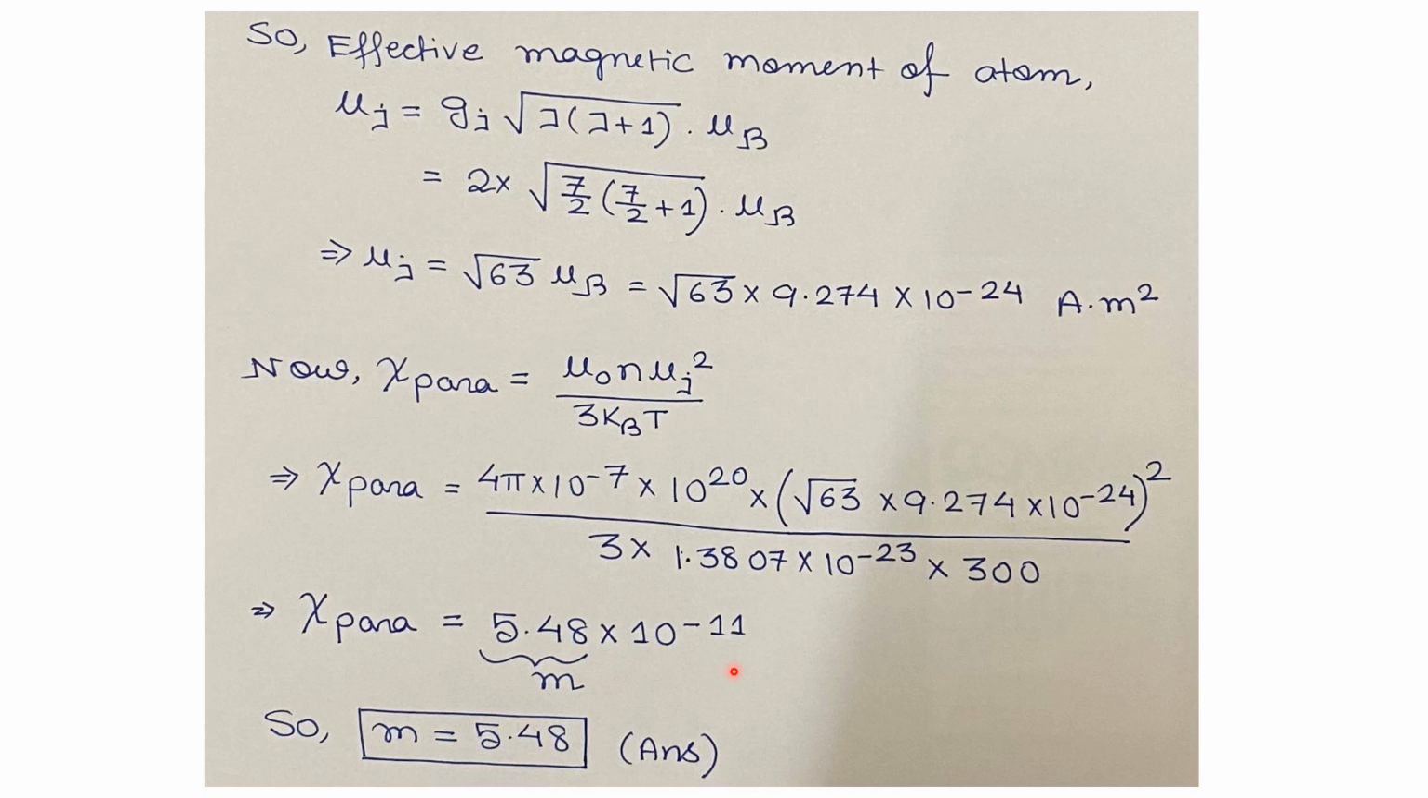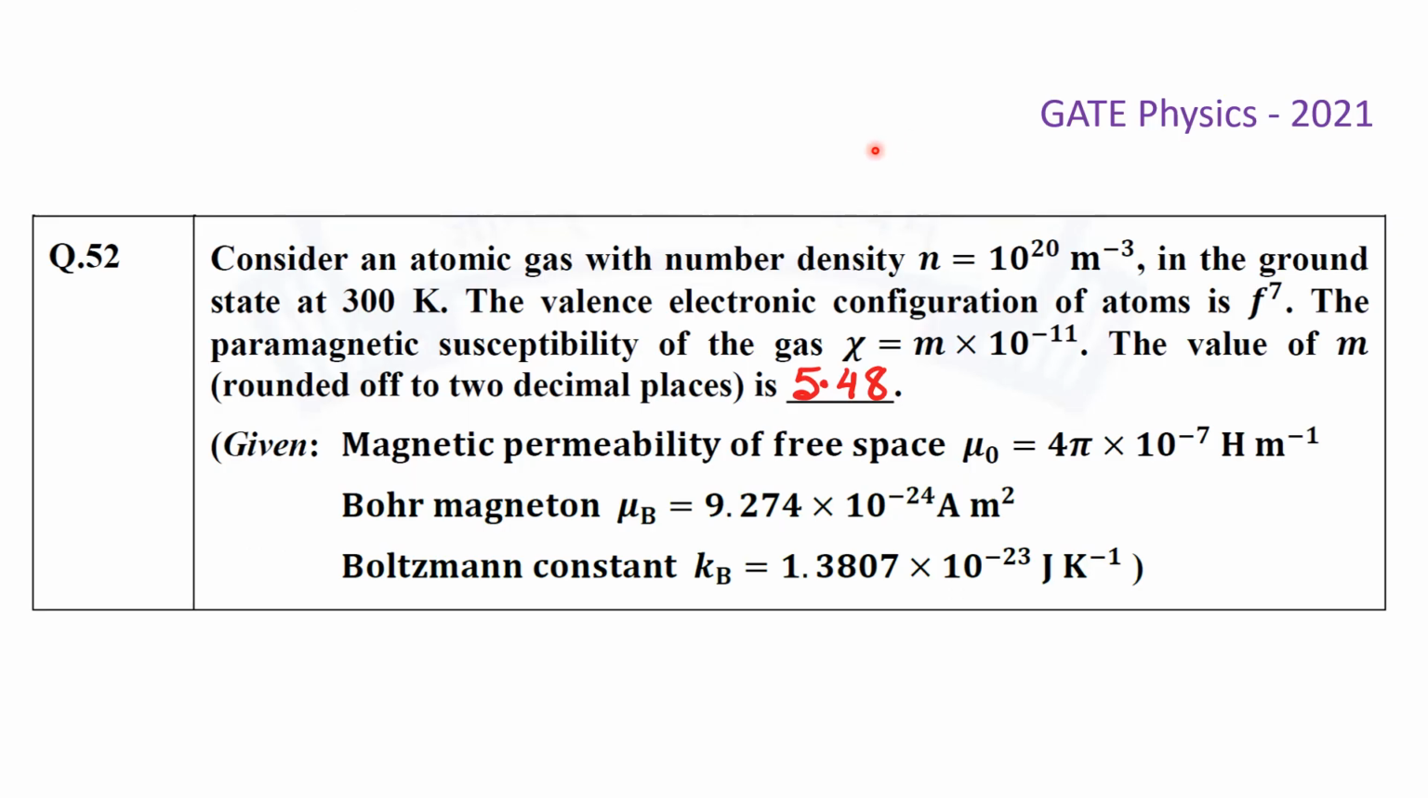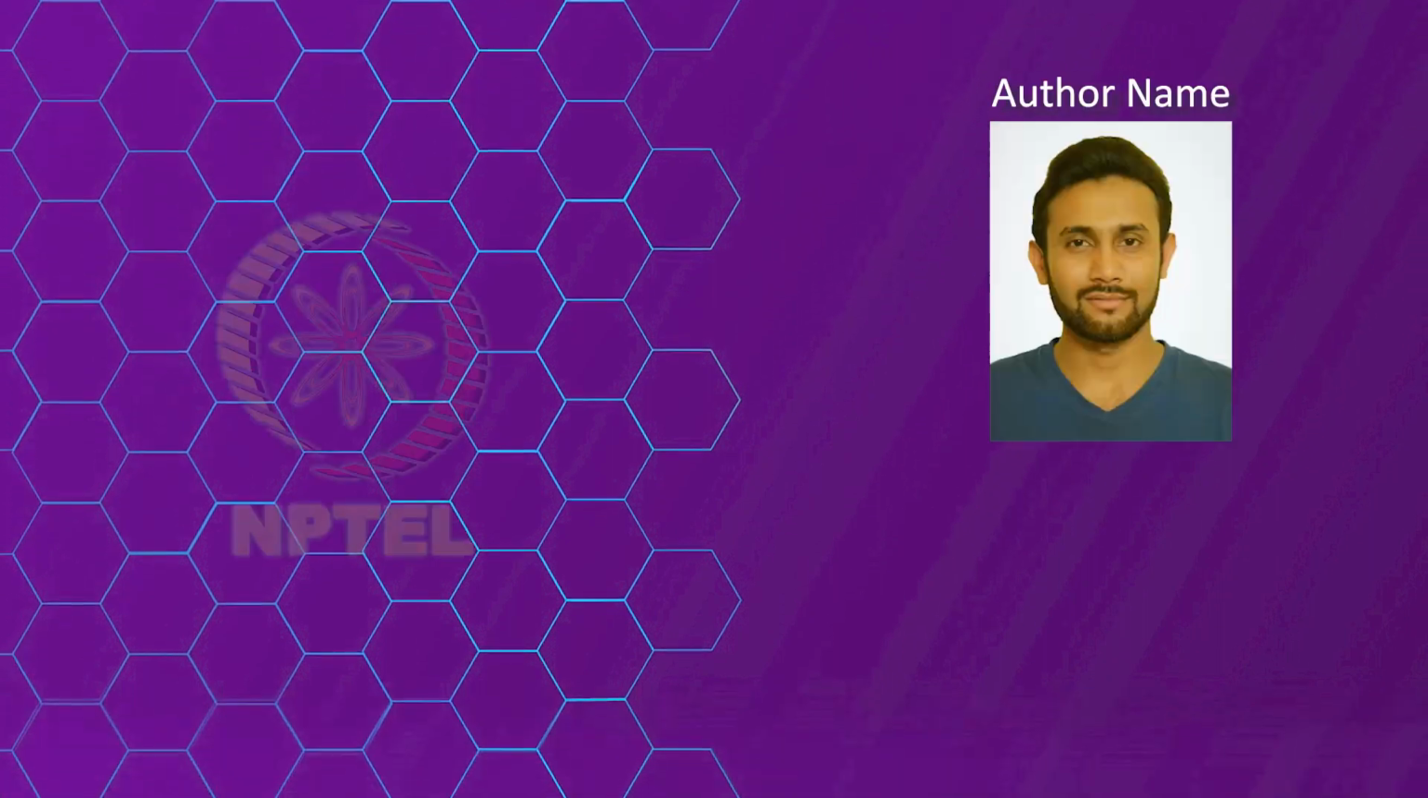So we have to find the value of m, which is actually here 5.48. So the value of m, as it has been asked in the question, is 5.48. We have already solved this problem in detail, and we found that the value of m in the paramagnetic susceptibility of the gas, chi equals m times 10 to the minus 11, is 5.48, which is rounded off to 2 decimal places.